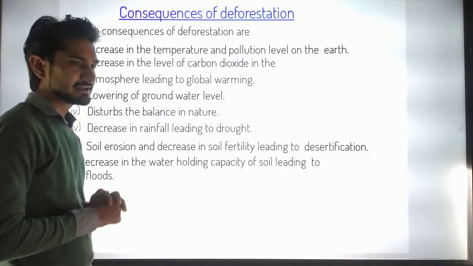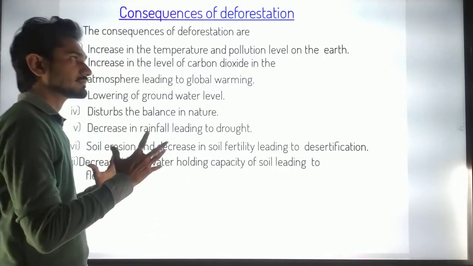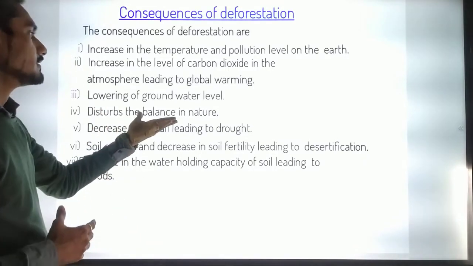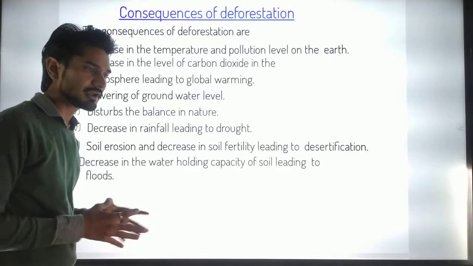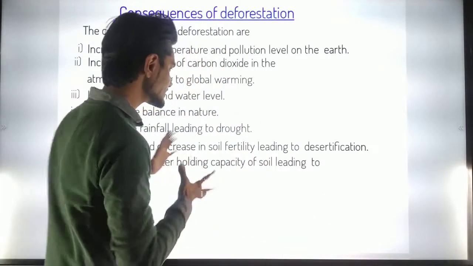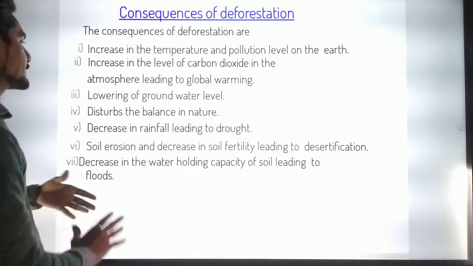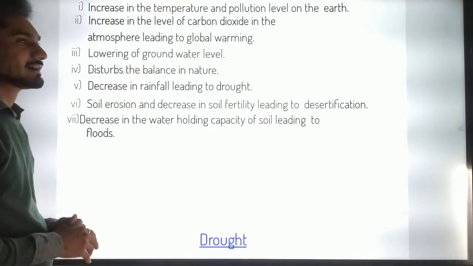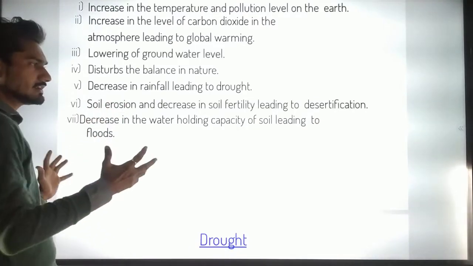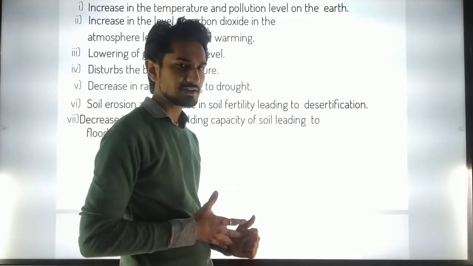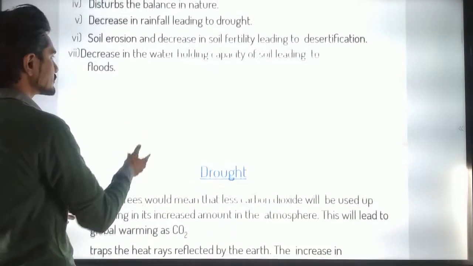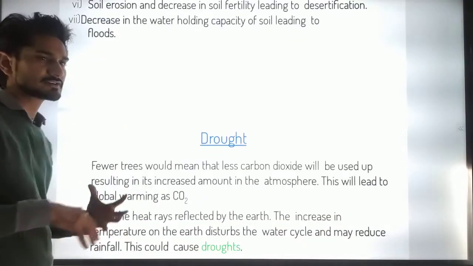It automatically increases the level of temperature, pollutes the earth, increases the level of carbon dioxide, and also leads to global warming. I already discussed all these phenomena in the previous lecture, so I am just giving a summary. It lowers the groundwater level and decreases rainfall, leading to droughts. Soil erosion is also caused by deforestation, and the water holding capacity of soil gets less, and that leads to floods.